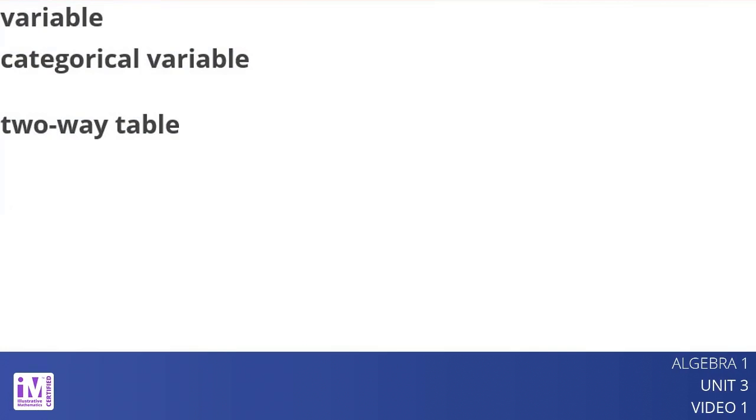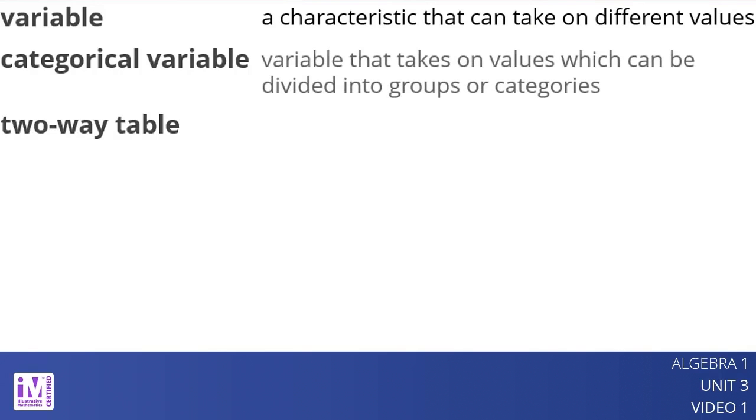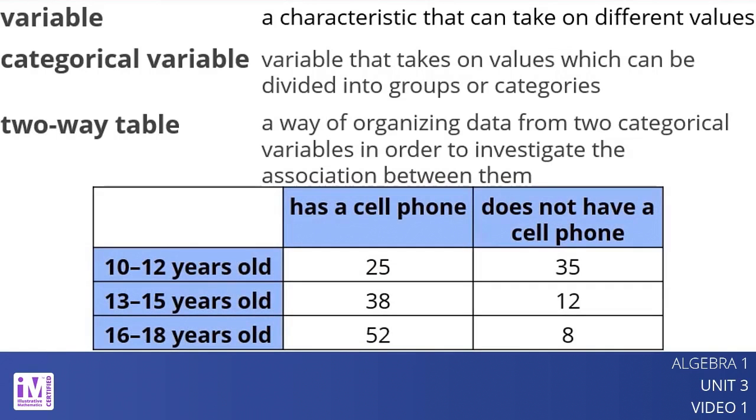In statistics, a variable is a characteristic that can take on different values. A categorical variable is a variable that takes on values which can be divided into groups or categories. Data from two categorical variables about a single subject can be organized using a two-way table. A two-way table is a way of organizing data from two categorical variables in order to investigate the association between them. Here is an example of a two-way table.